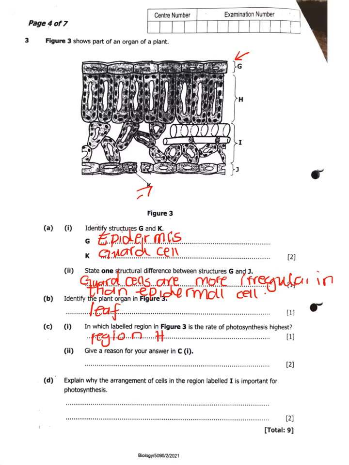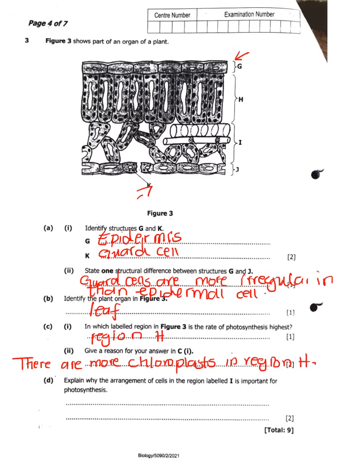Then we have to defend our answer, give a reason for the answer, because there are more chloroplasts in region H, and we know the function of these chloroplasts. This is where photosynthesis occurs. So we can say there are more chloroplasts in region H.